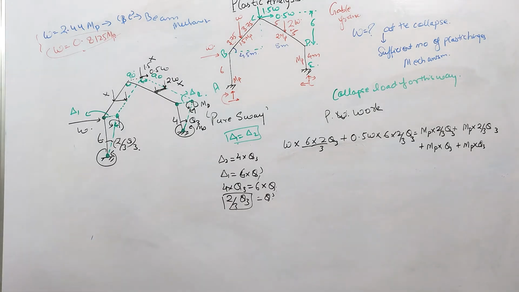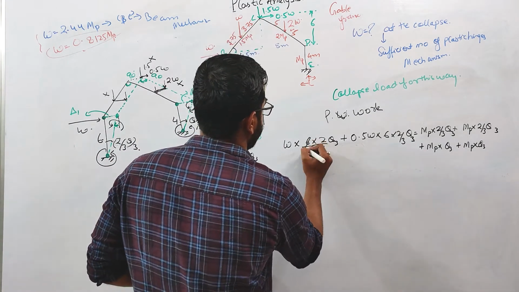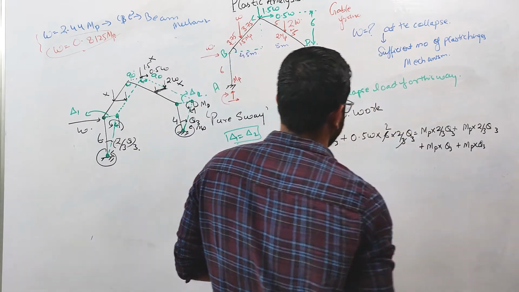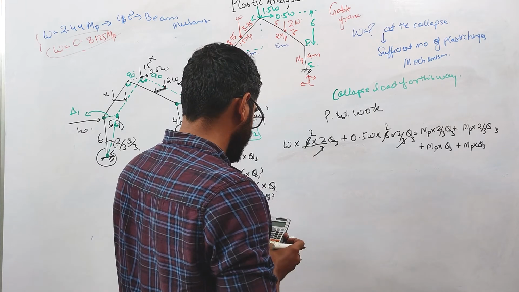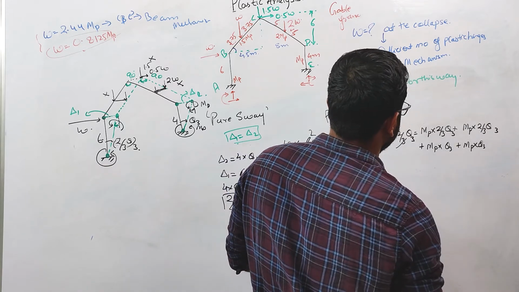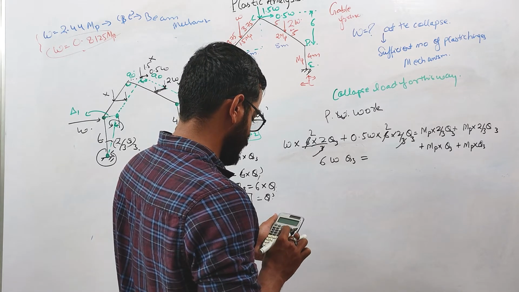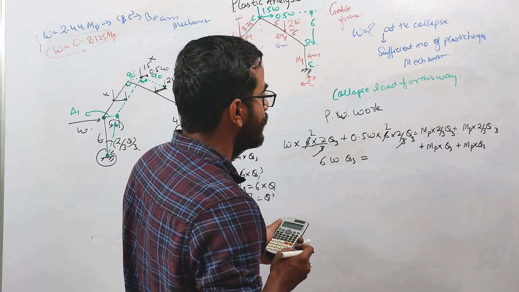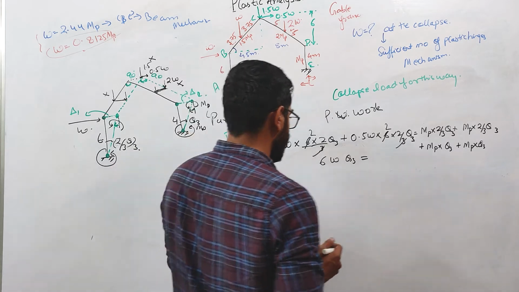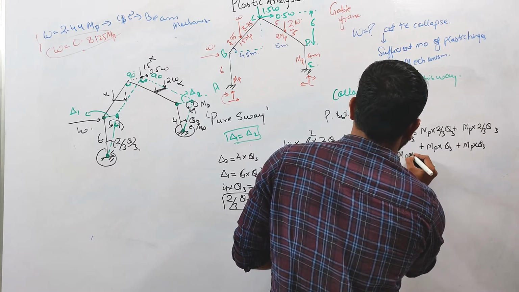So again, if you calculate the value from here, this will be 2, so this is 4. Again, this will be 2, 4 plus 2, this is 6 W theta 3 equals MP into 2 by 3 plus 2 divided by 3 plus 2 divided by 3 plus 1 plus 1. So this equals 10 by 3 MP into theta 3.